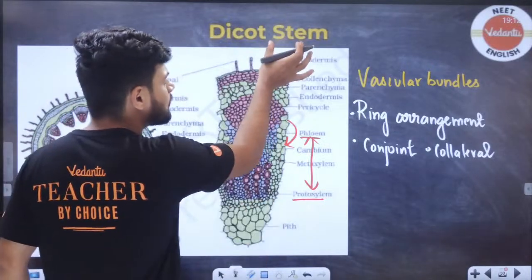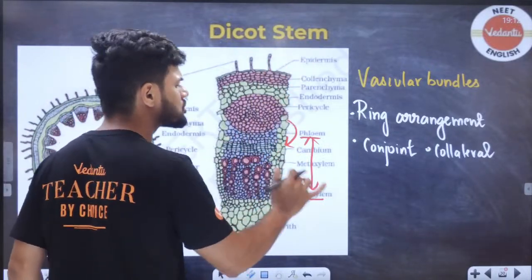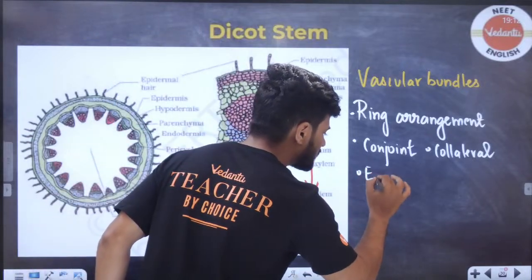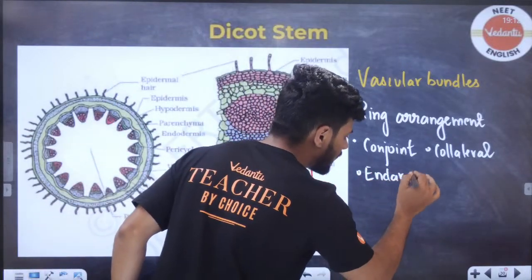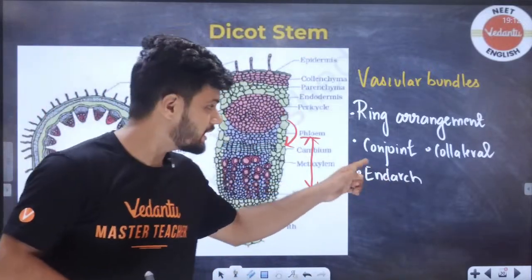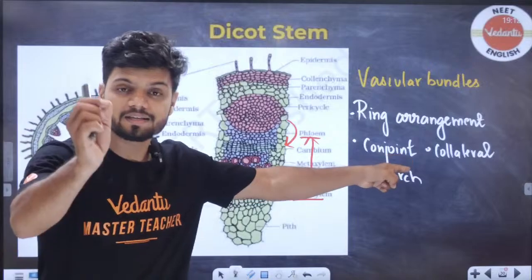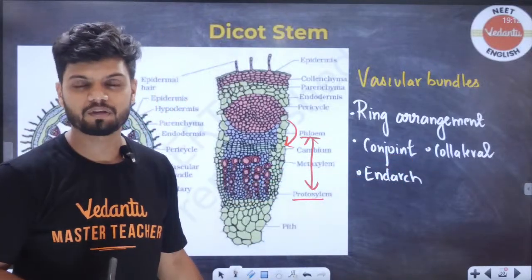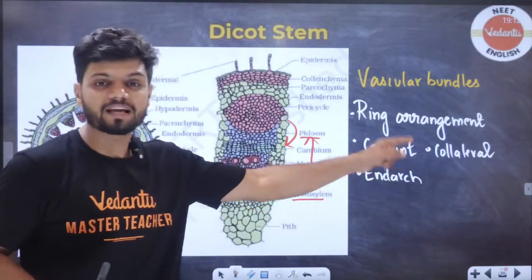Since it is a stem, will it be endarch or exarch? It is going to be endarch arrangement. So all of these points, each individual point right here, is a PYQ question.